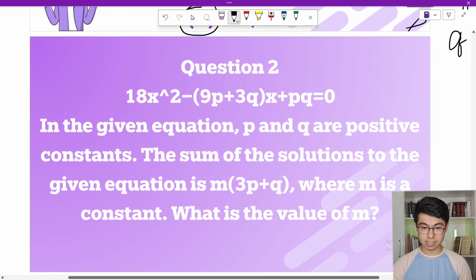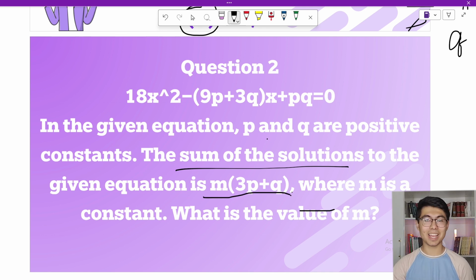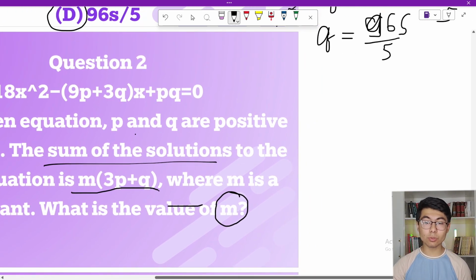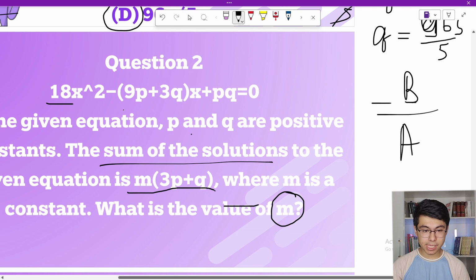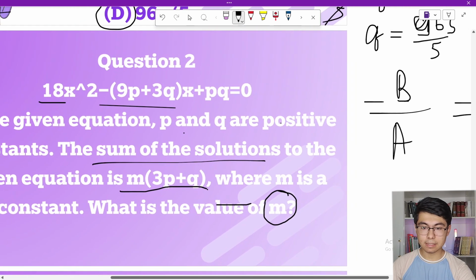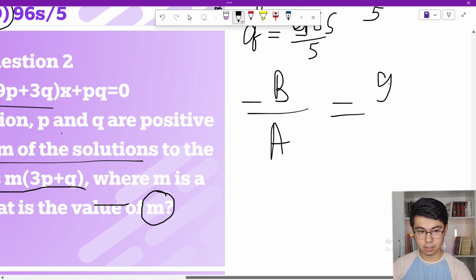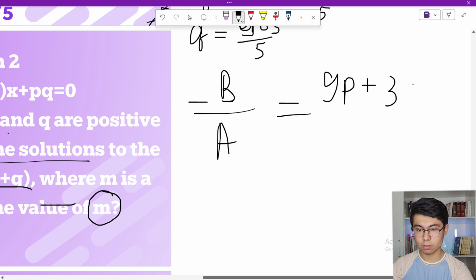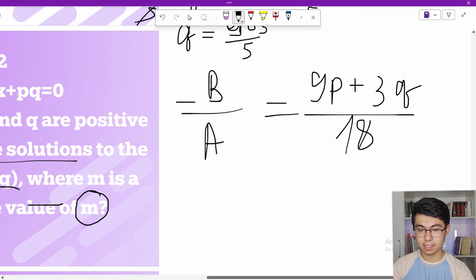So here we've got an equation, and P and Q are positive constants. The sum of the solutions in this case is M multiplied by 3P plus Q. So we need to find the value of M. So the first thing that you need to understand here is that the sum of solutions will be negative B over A. So in this case, A equals 18, B equals negative 9P plus 3Q. So let's solve that. So double negatives equal to positives. That's why we can write 9P plus 3Q divided by A in this case is 18. So you can write 18 here.